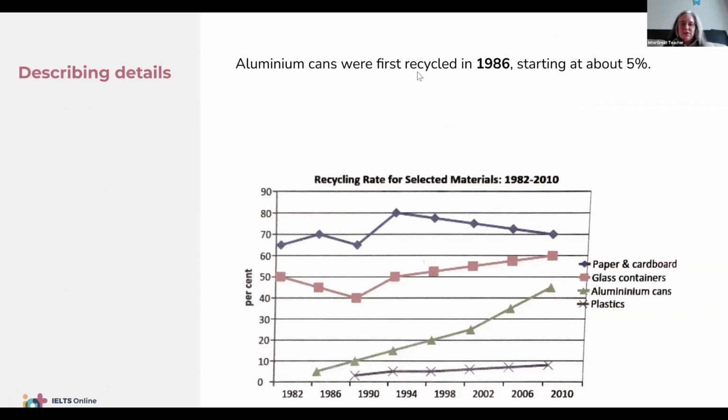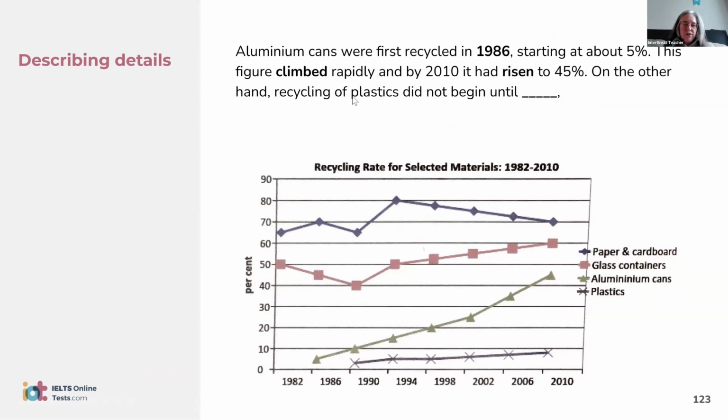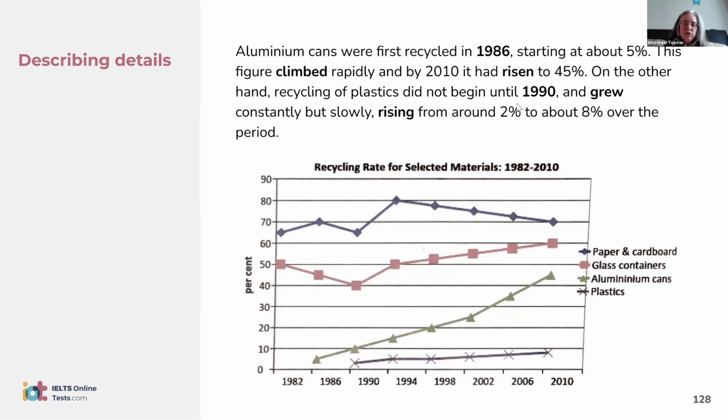Okay, so aluminium cans were first recycled in 1986, starting at about 5%. This figure climbed rapidly. And by 2010, it had risen to 45%. On the other hand, recycling of plastics did not begin until 1990 and grew constantly but slowly, rising from around 2% to about 8% over the period. I accidentally muted myself for a moment there.